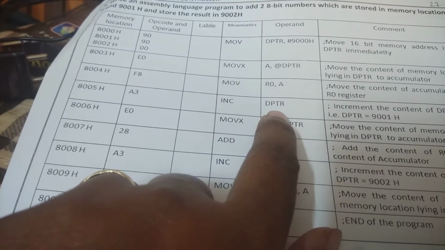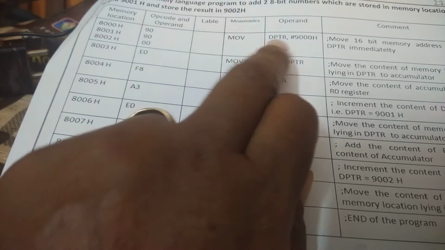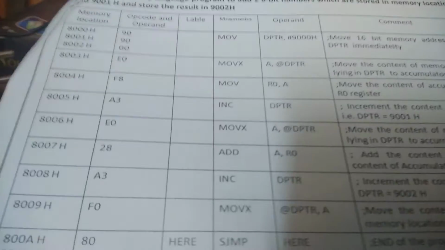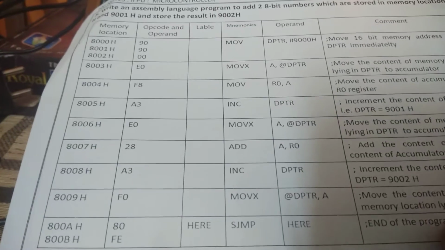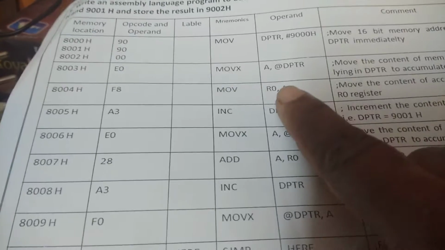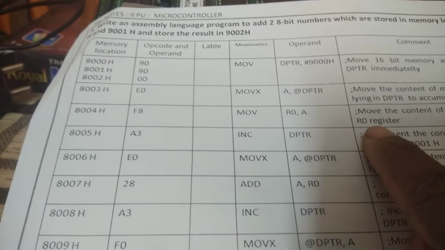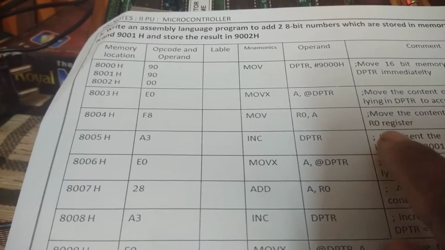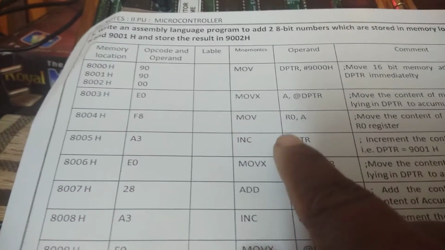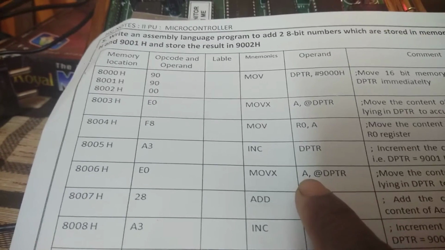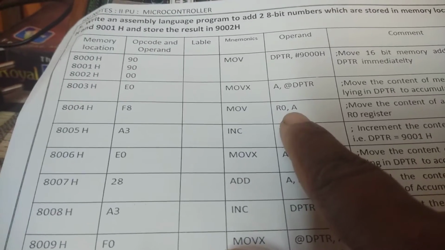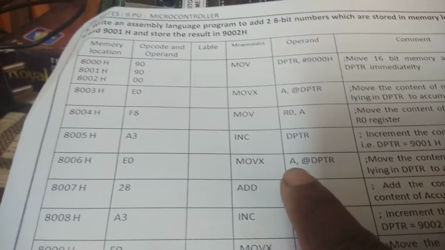Next, INC DPTR. It automatically increments the content of DPTR from 9000 to 9001. After this increment, MOVX A, @DPTR. That means the content of the location pointed to by DPTR should be stored to the accumulator. That is, now the first data is in R0, the second data is in the accumulator.